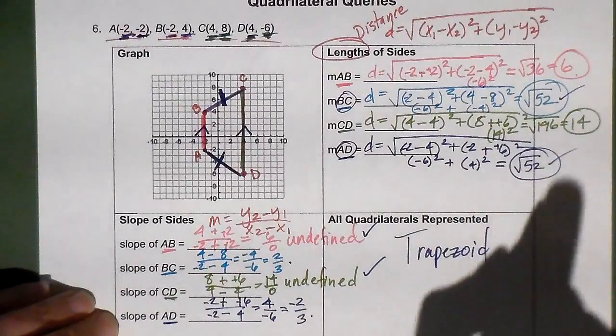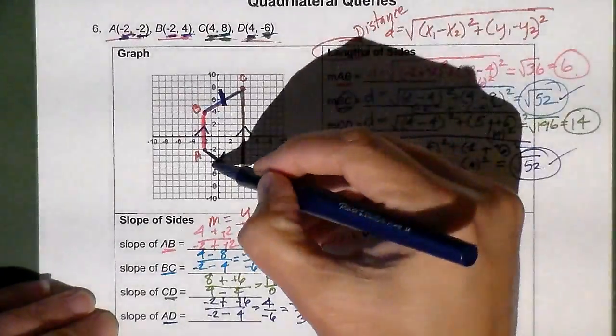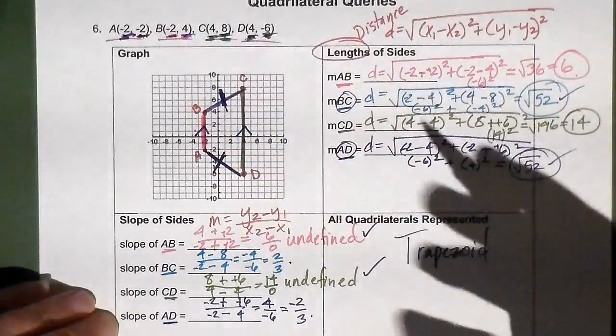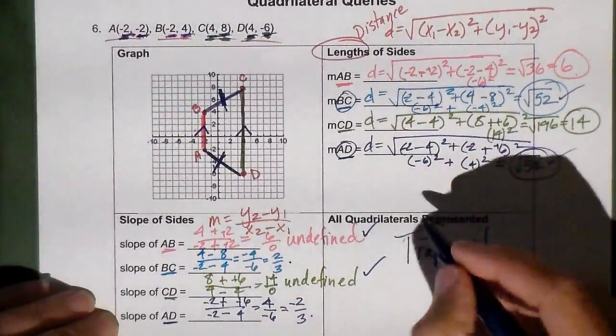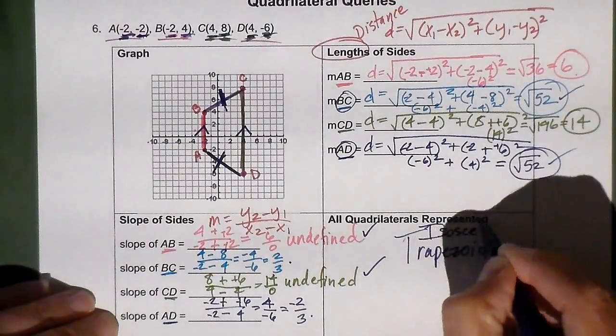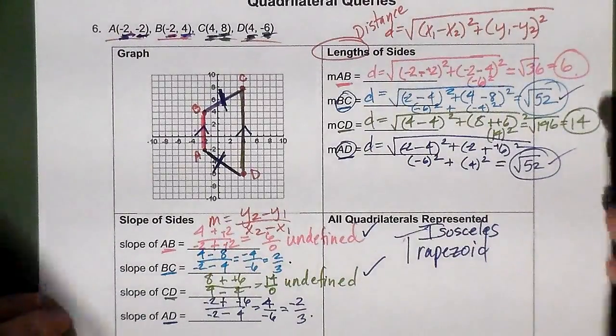However, I can go a step further. What did I establish about this trapezoid with the distances? That the two non-parallel sides, or legs, are congruent. Therefore, it's not just a trapezoid. It's an isosceles trapezoid.